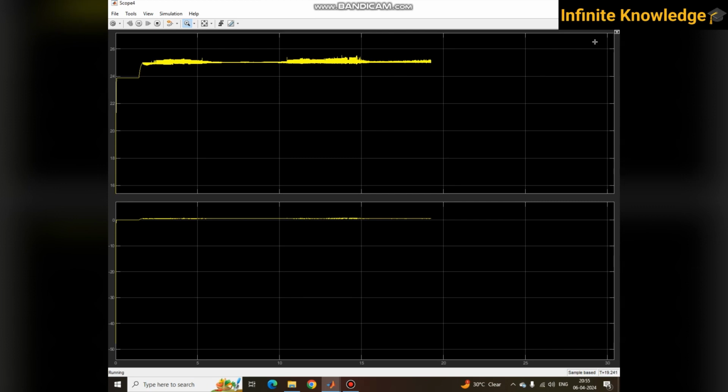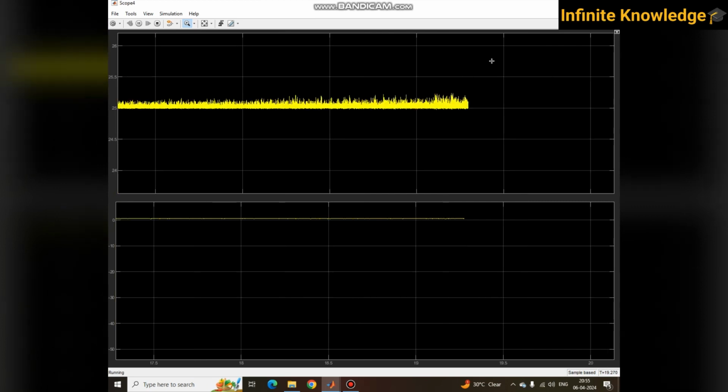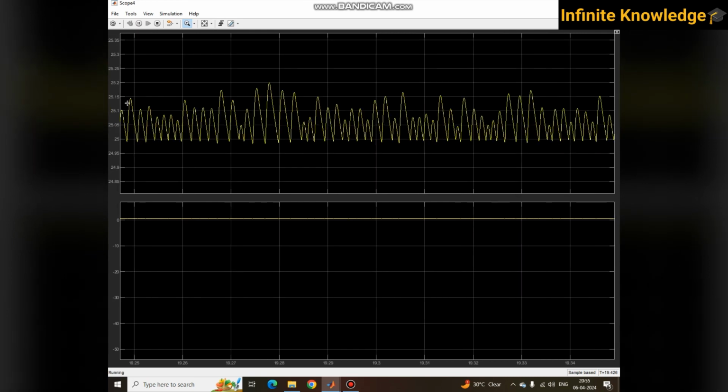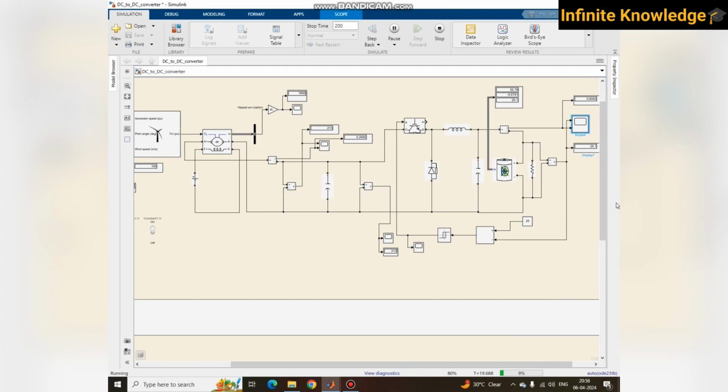Yes, there is some spike, but the spike is very minimal. If you zoom in, you will get to know about it. There is a spike of just 0.1 to 0.15. So this is a DC voltage, this is not an AC voltage, and there is no major variation.